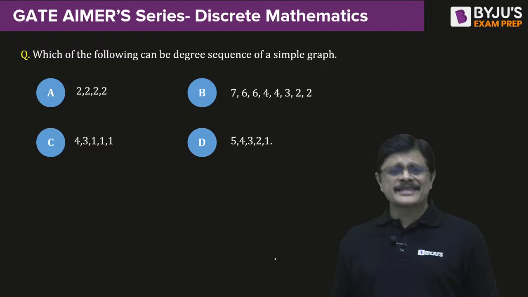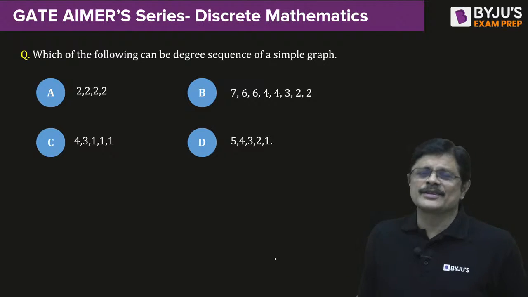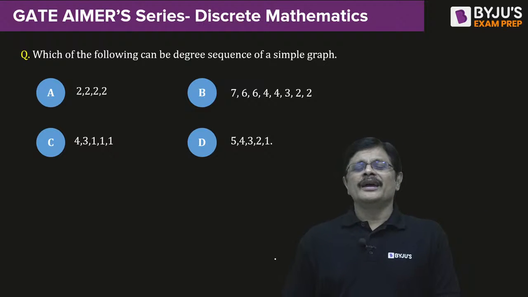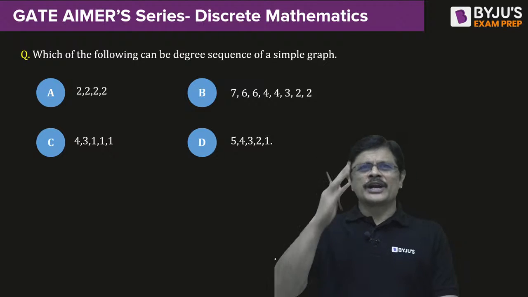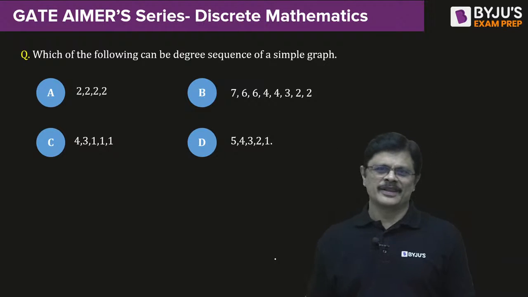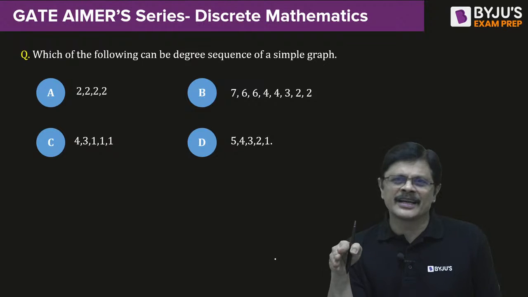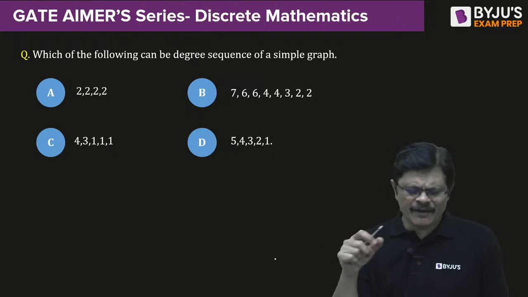Now comes degree sequence. Degree sequence means we are writing the sequence of degrees in non-increasing order, starting from highest to lowest. That is actually decreasing order with equal ones together. Starting with the highest degree, we are going to write.